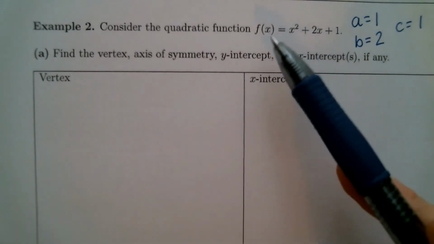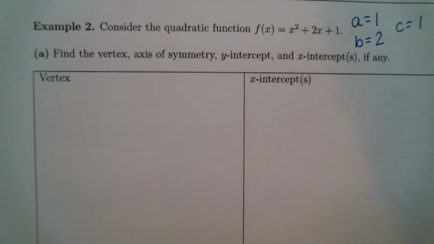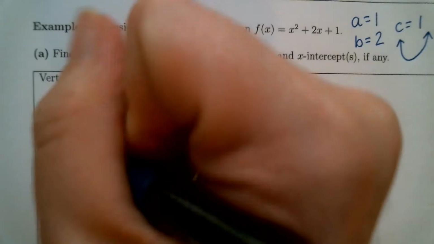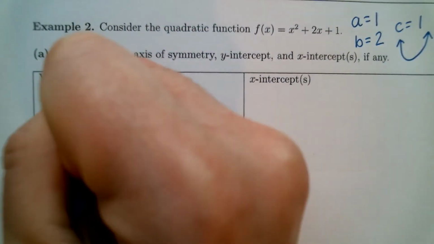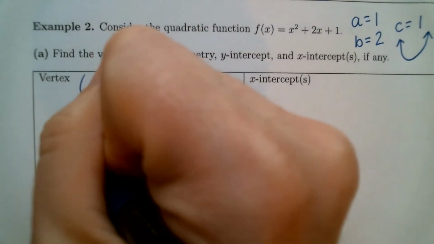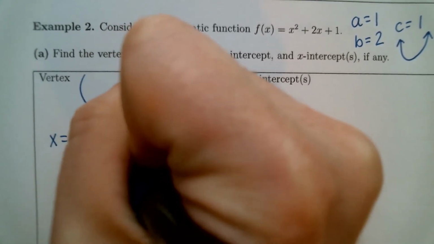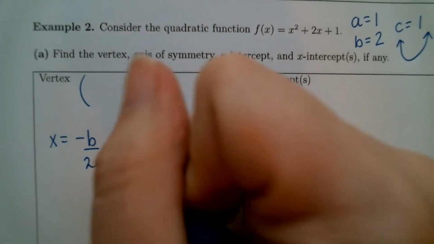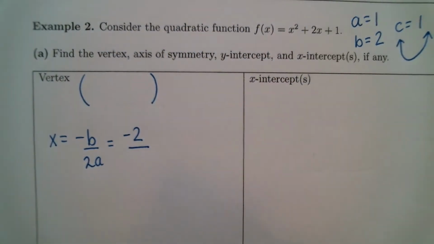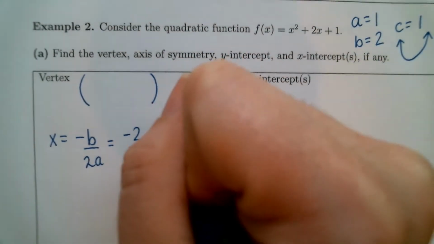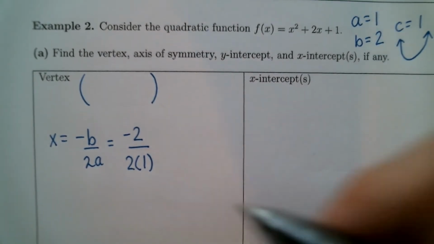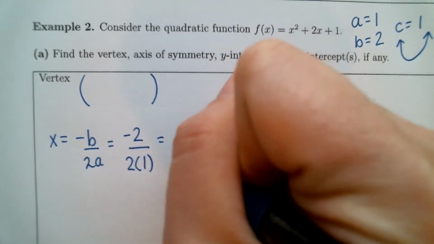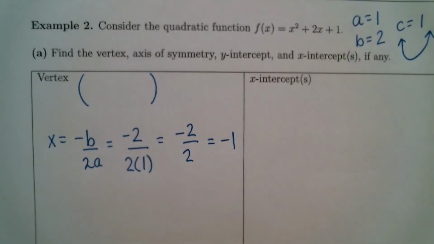The number in front of x squared, the a value, is positive, so that means that this parabola is going to open upwards. Make sure when you get to the graph that you do have an upward opening parabola. To find the vertex, remember it's going to be an ordered pair. We get the x-coordinate by applying the formula negative b over 2a. So this is going to be negative 2 over 2 times 1. We get negative 2 over 2, so the x-coordinate is going to be negative 1.